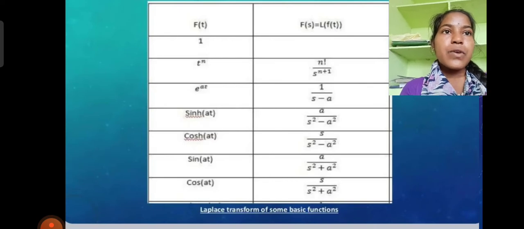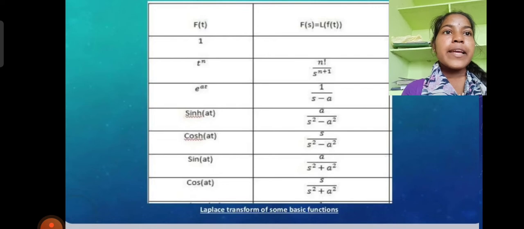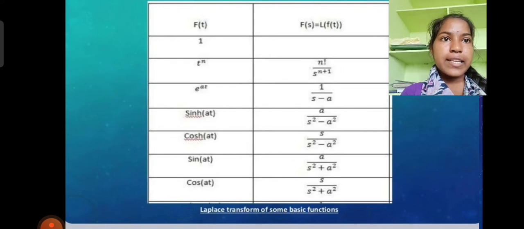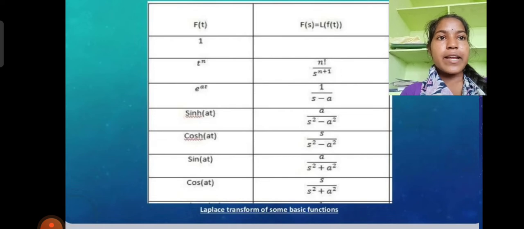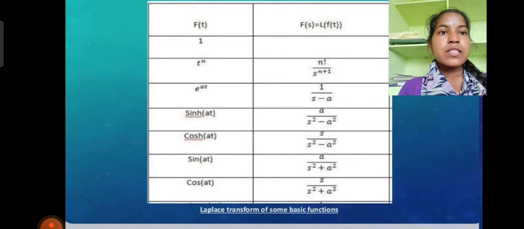F(s) is equal to L{f(t)}. t to the power of n is n factorial by s to the power of n plus 1. e to the power of at is 1 by s minus a. sinh(at) is a by s square minus a square. cosh(at) is s by s square minus a square. sin(at) is a by s square plus a square. cos(at) is s by s square plus a square. These are the Laplace transforms of some basic functions.